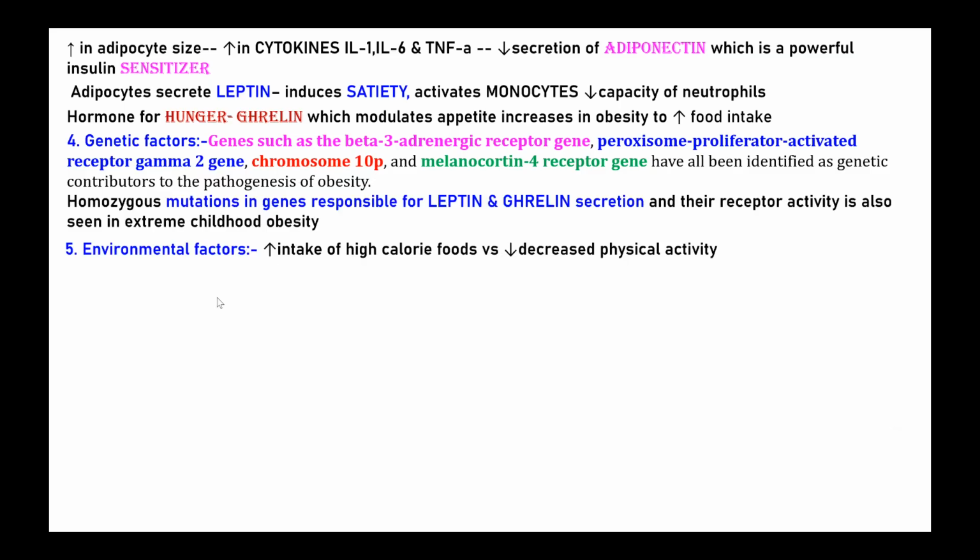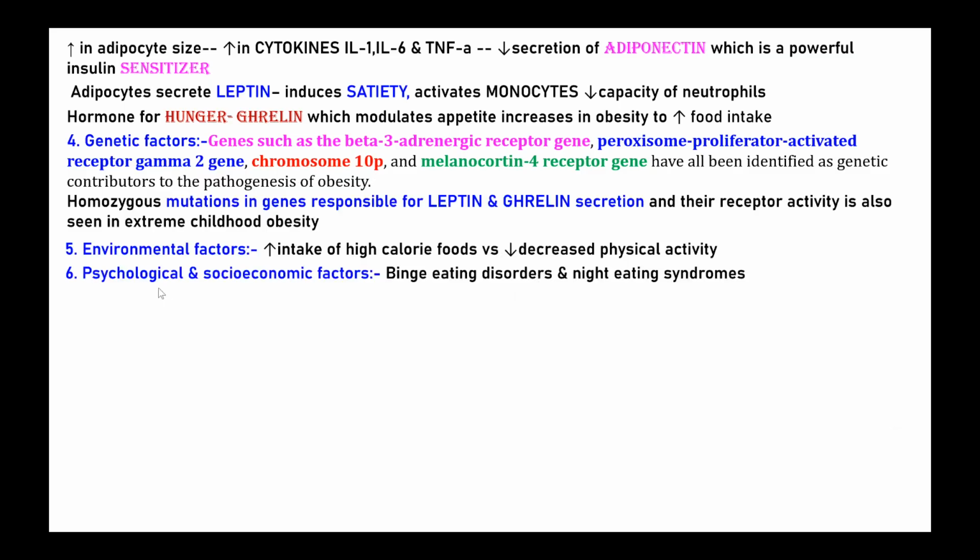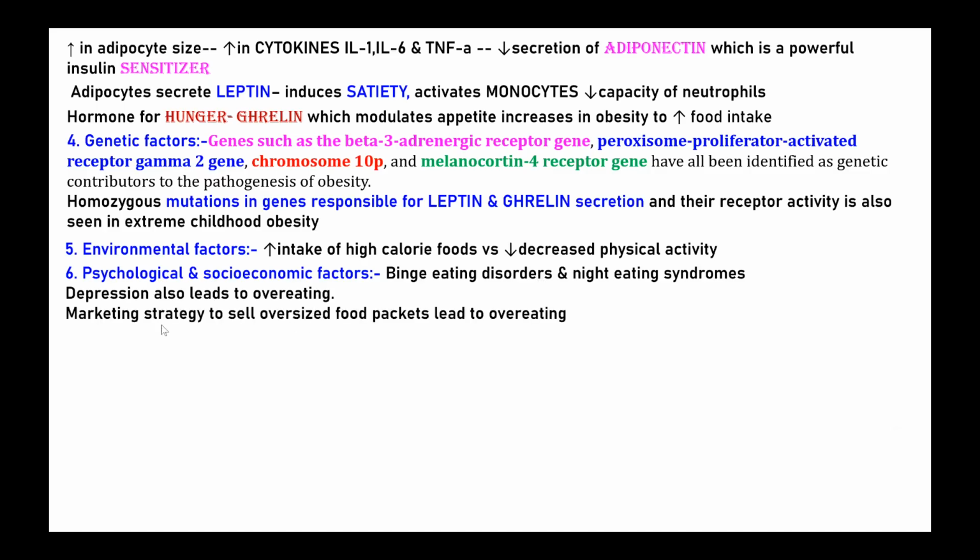Environmental factors include high calorie foods and decreased physical activity, psychological and socio-economic factors, binge eating disorders, night eating syndromes, or depression, which also lead to overeating. And marketing strategies to sell oversized food packets lead to overeating also. So these are the various pathological reasons for obesity. We all think it is congenital, but there are so many other factors apart from genetic factors.